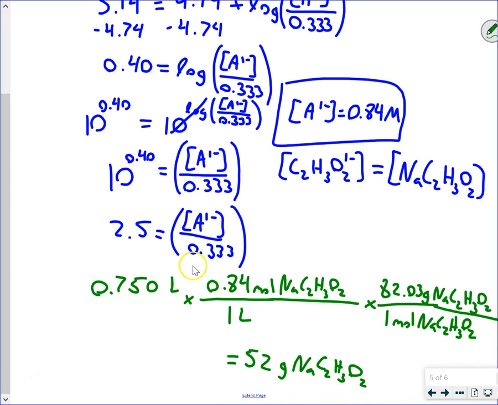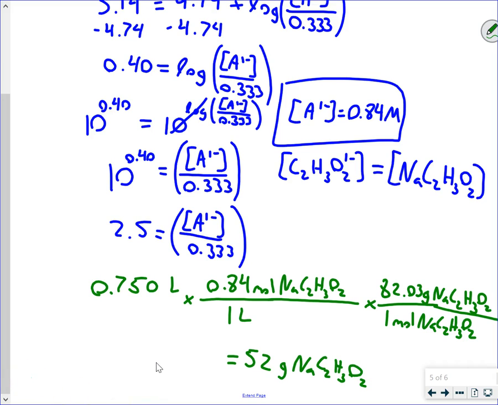In the problem, it tells us that we have 0.750 liters, or in other words, 750 milliliters, I think is what it says. So we have 750 milliliters. We're going to change that to liters so we can use it. We're going to use factor label, including the molarity of our sodium acetate, which we just solved for using Henderson-Hasselbalch, 0.84 moles per 1 liter. The next factor, we have to get to grams of the sodium acetate that we need, so we use the molar mass off of the periodic table, which is 82.03 grams per 1 mole. After we do all that math, we end up with a total mass of salt that needs to get added equal to 52 grams.